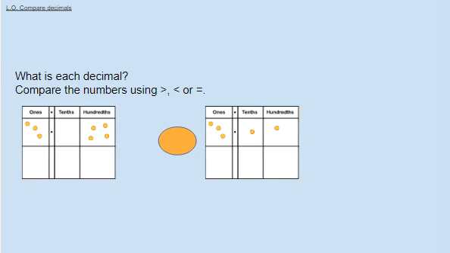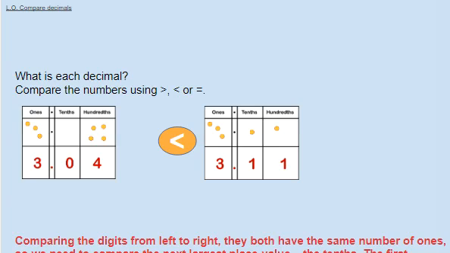Now, first of all, what is each decimal shown here, and then can you compare the numbers using a greater than, less than or equal to sign? Have a quick look at these. You've got 3 ones there, and you've got 0 tenths, and you've got 1, 2, 3, 4 hundredths, and then is that greater than, less than or equal to this number which has 3 ones? Oh, that's the same. This one has 1 tenth, and this one has 100. So therefore, as you're all shouting out at your computer screens, 3.04 is less than 3.11.